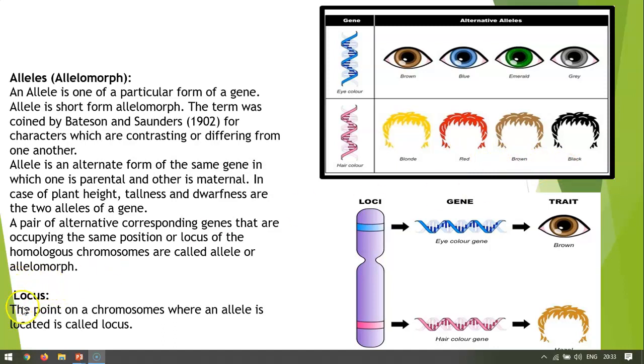Coming to the term locus, the position on a chromosome where an allele is located is called a locus. Look at this figure here. This is your chromosome and these positions are called loci. At this region of a particular chromosome, you have the genes located for the color of your eye. Here you have the gene located for the color of hair. For example, this chromosome has a gene which when expressed for your eye color will give you a brown color trait, and the hair will give you, again, slight brown or blonde color hair.